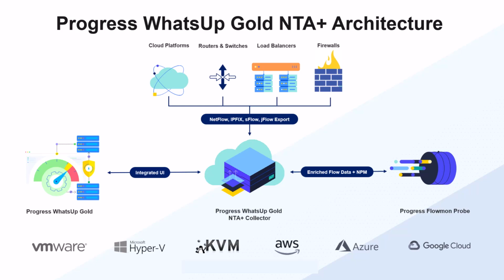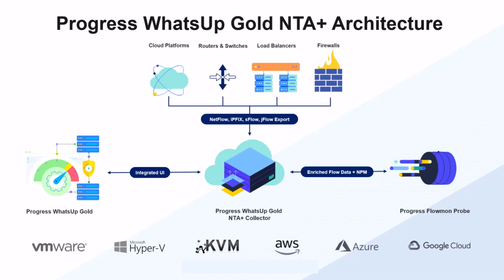WhatsUp Gold provides a centralized UI experience populating essential charts and graphs from the flows processed by the NTA Plus collector via an integration between the two appliances. In addition, WhatsUp Gold customers can elect to acquire Progress Flowmon probes in order to generate enriched flows containing application insights and calculated network performance metrics such as round-trip time, server response time, retransmissions, and jitter.